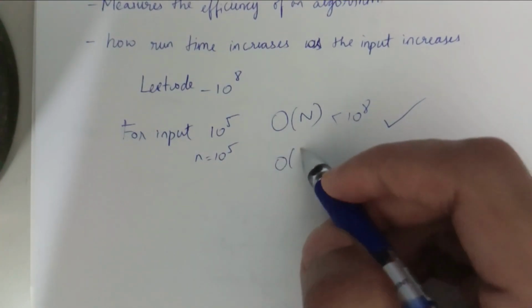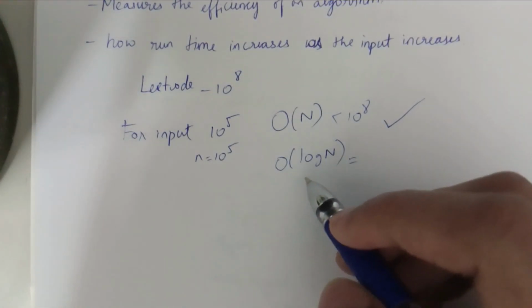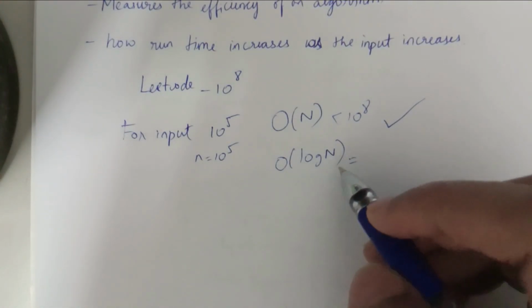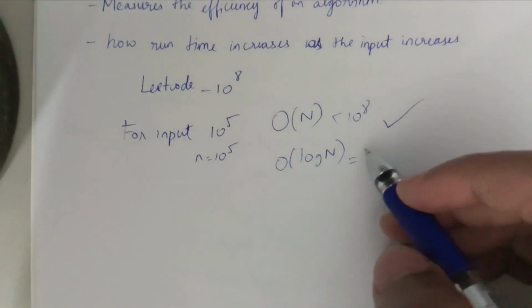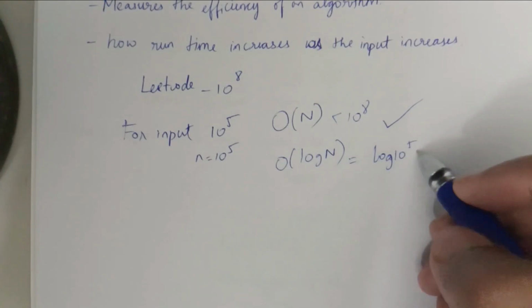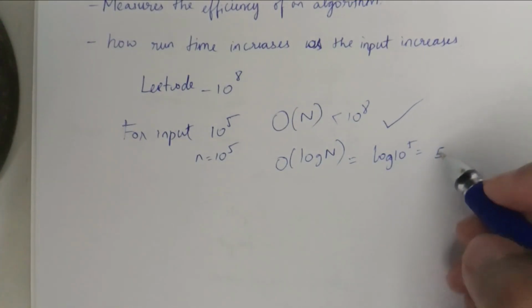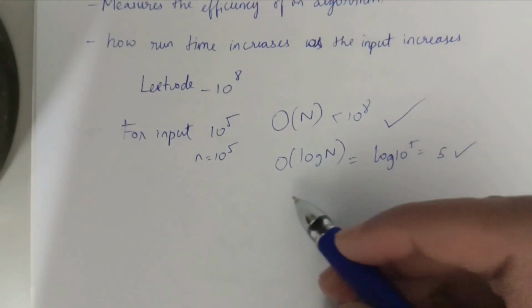And if the time complexity is, let us say, big O of log n, that means the maximum number of operations is log of the input size. Here if we do log of 10 power 5, we get 5, which is also okay, which is less than 10 power 8, and the program will run.